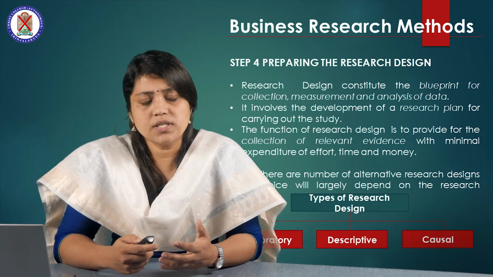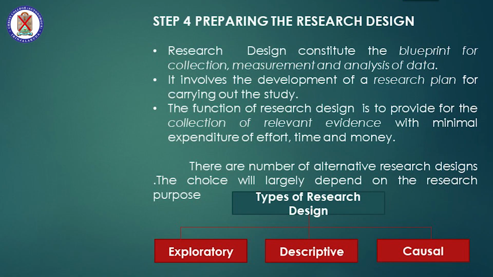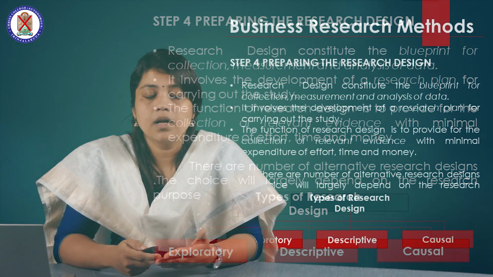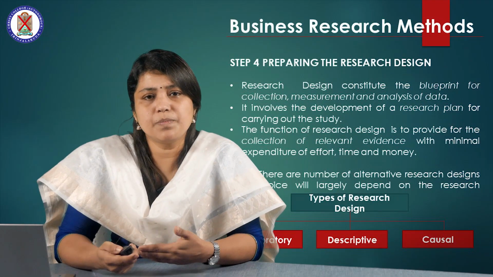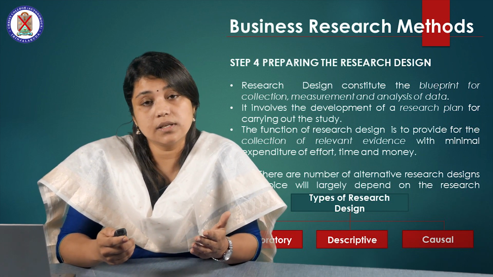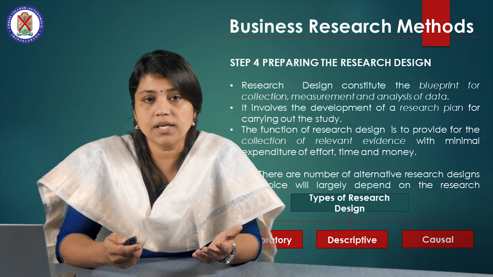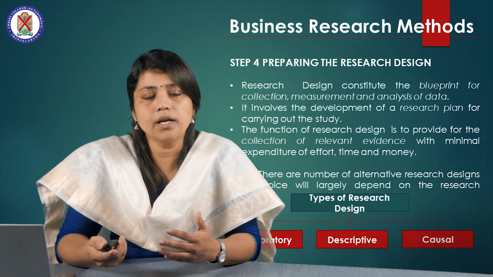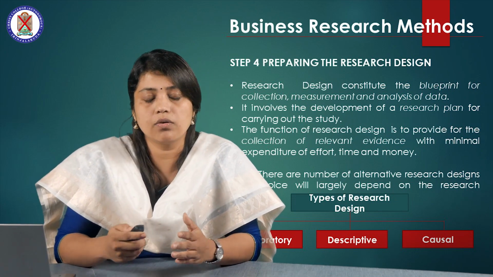So the research design is of three types, that is exploratory, descriptive and causal. And in this type of research design, we need to decide the sample design too. Deciding the sample design is a very important element, if your sample is a representation of the population. The sample design is of two types, that is probability sampling and non-probability sampling, random and non-random.